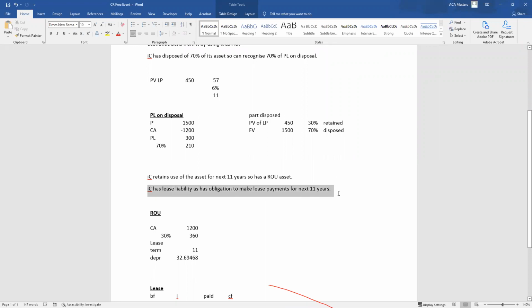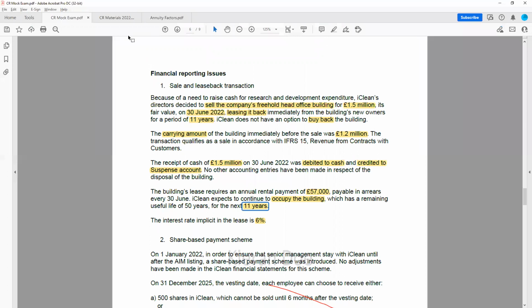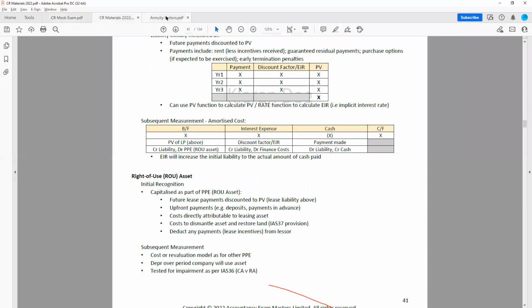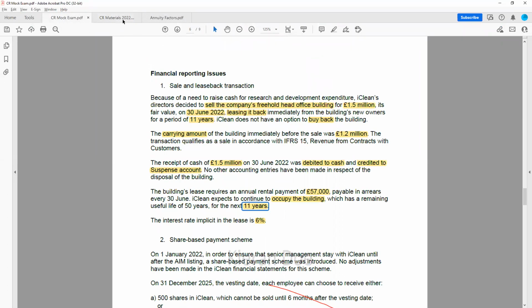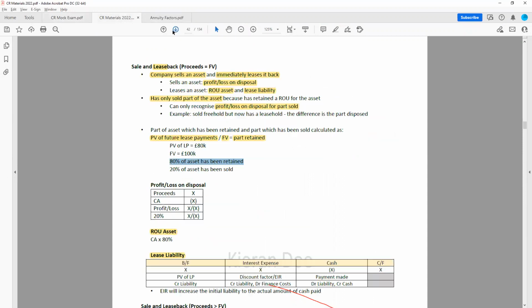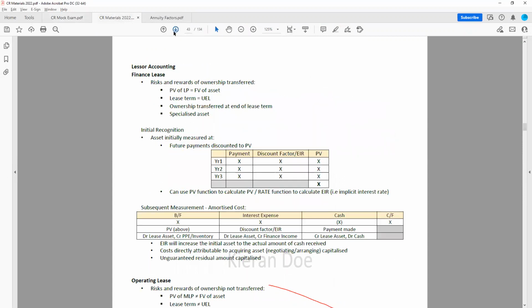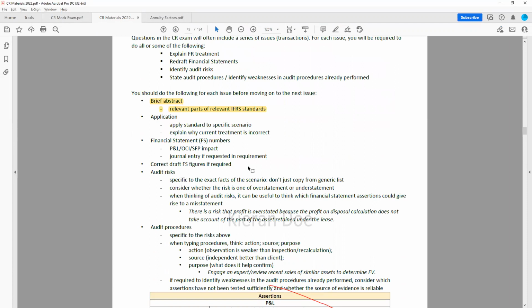So we've explained there that they'll have a right of use asset, and therefore that they'll have the lease liability. Now, what's also good to do in these questions is to explain why what they have done is incorrect. Obviously, it's quite clear they've made a mistake here.